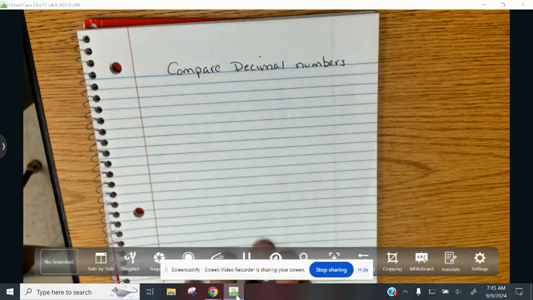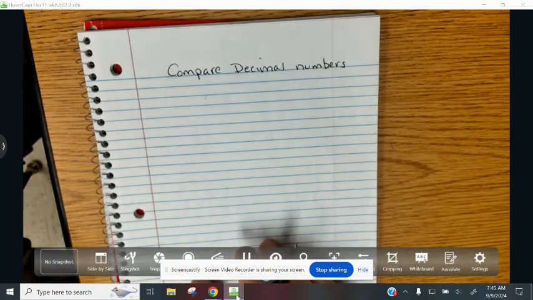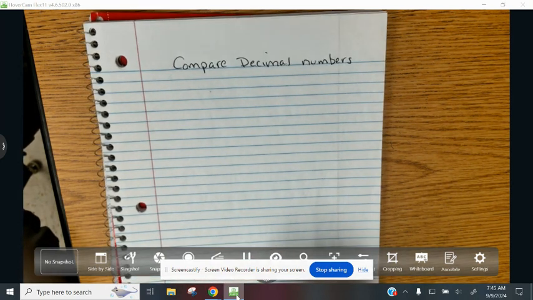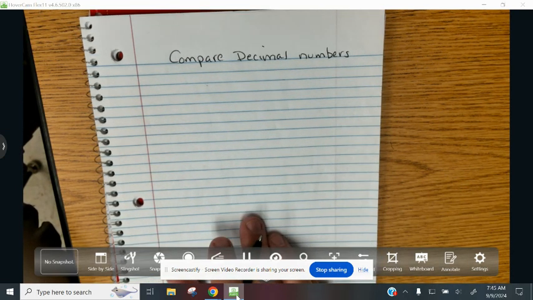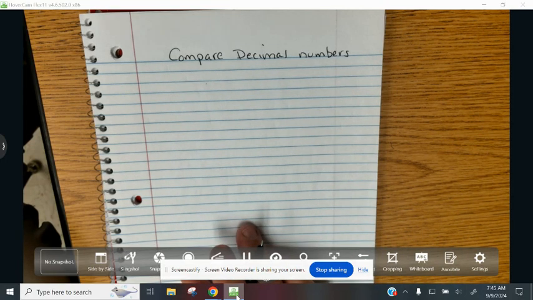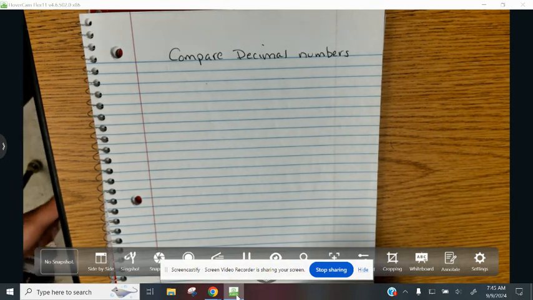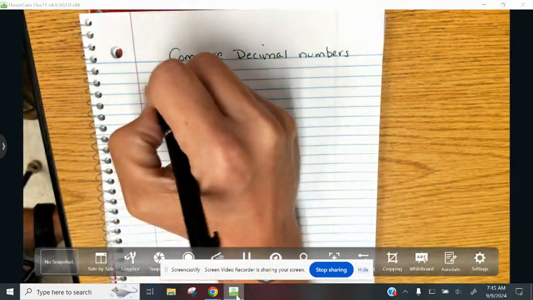Now, in class, I will give you something to cut out and glue into your notebook for a little bit of notes to understanding how to do this. But comparing decimal numbers in general is never really that difficult. You just have a few rules. So we'll get right to it.